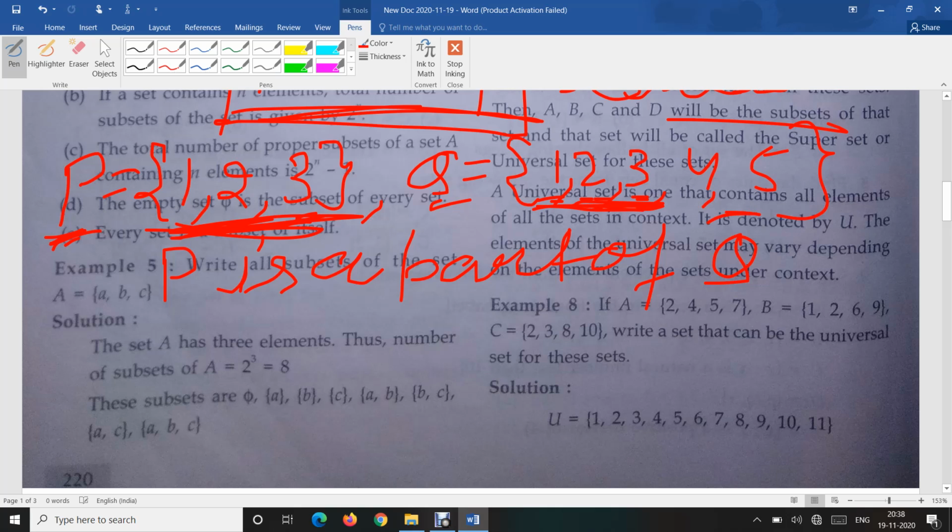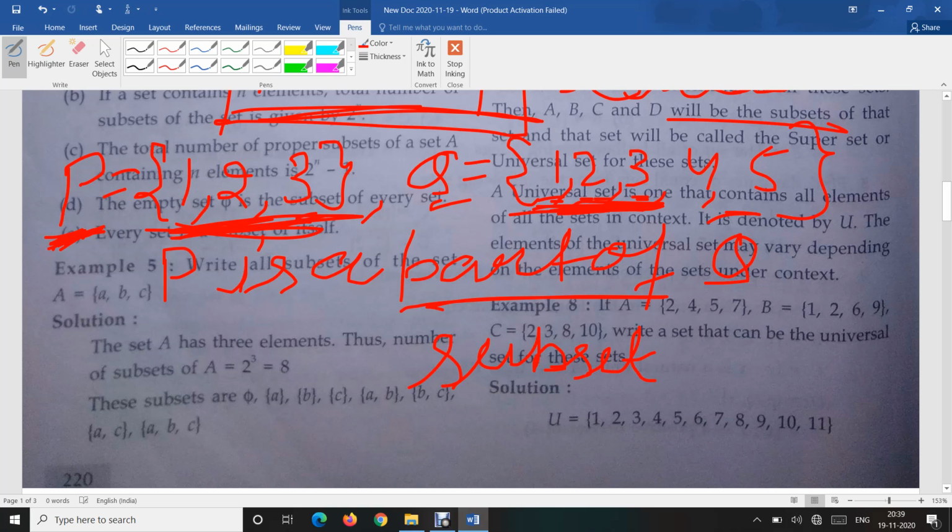Also, 4 and 5 are present in set Q, but 1, 2 and 3 are present in set Q. That means 1, 2 and 3 are present in Q, which are also present in P. That's why the set P will be a part of set Q. So P is a part of set Q, and we can write this as a subset.